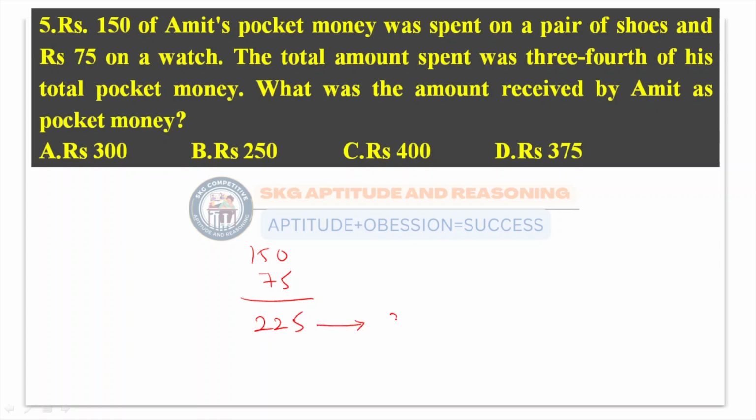This 225 will be equal to 3/4 of his pocket money. If we simplify this equation, 3/4 of pocket money equals 225. The 3s get cancelled, which means pocket money will be equal to 75 into 4, that is 300. So the pocket money of Amit is 300 rupees, which is presented in option A. And let us move to the next question.